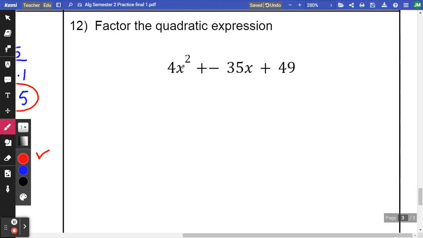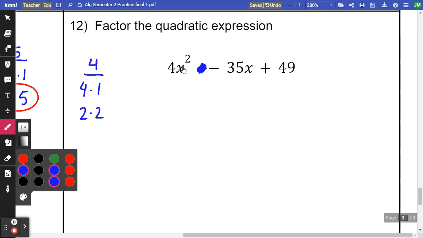All right, and the last one, factor the quadratic expression. Here we have a greater than 1, so we need to list out the factors of 4, which include 4 and 1, and 2 and 2. It looks like we have an extra plus here, so I think it was meant to be 4x squared minus 35x plus 49. Okay, all right, let's go on with it.